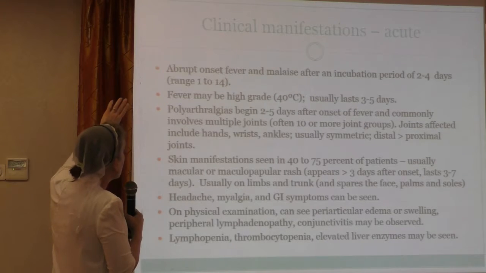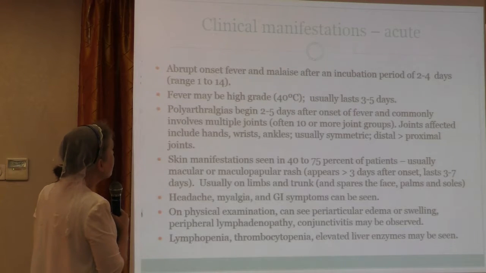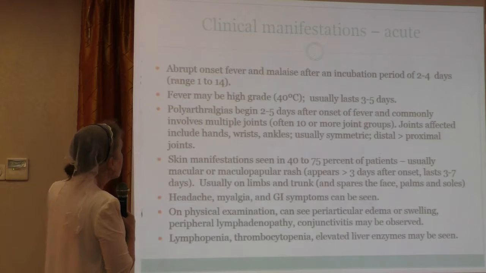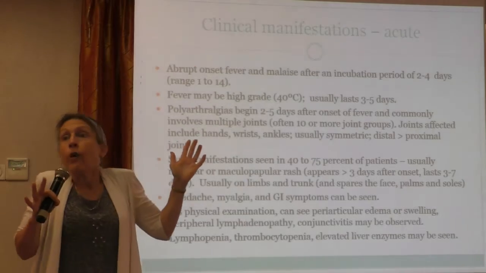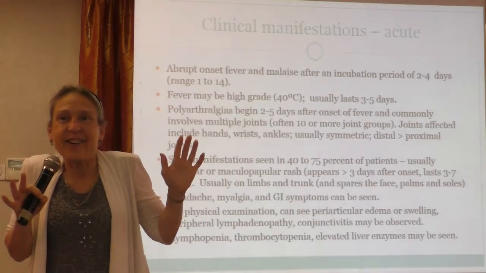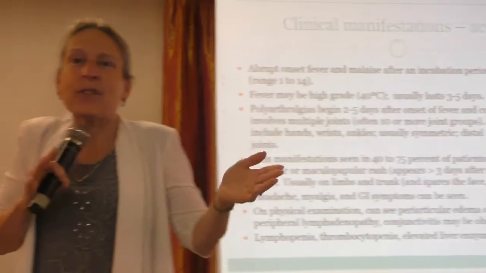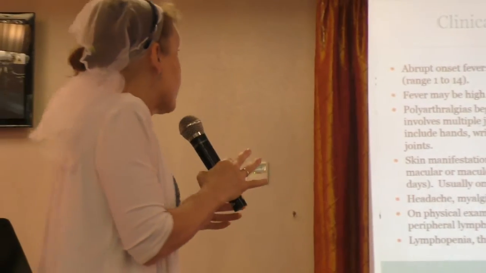Looks very familiar. Abrupt onset of fever and malaise. Okay. Fever can be up to 40, lasts 3 to 5 days. How do I know what this is? How can I distinguish it from dengue? Can I distinguish it from something else?